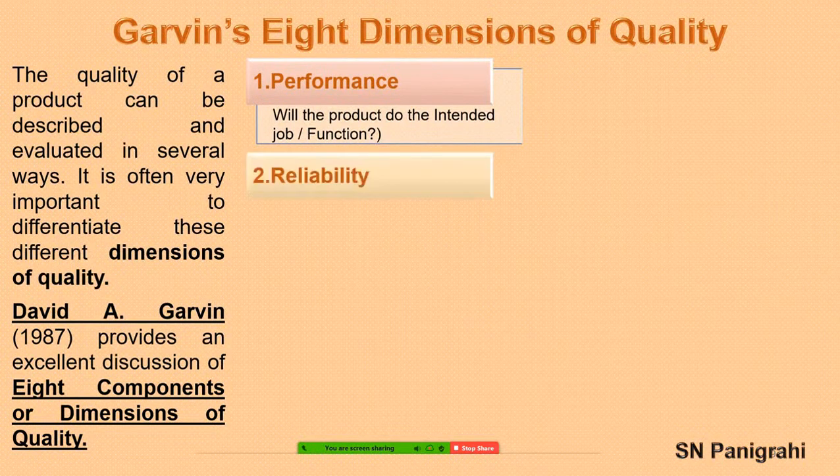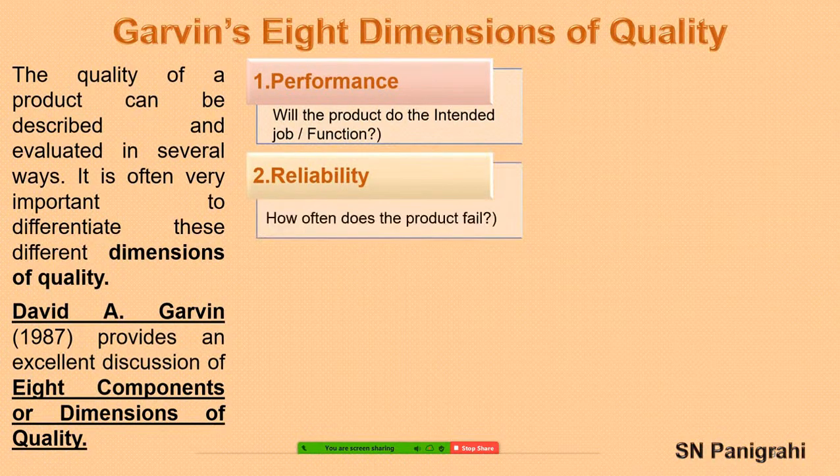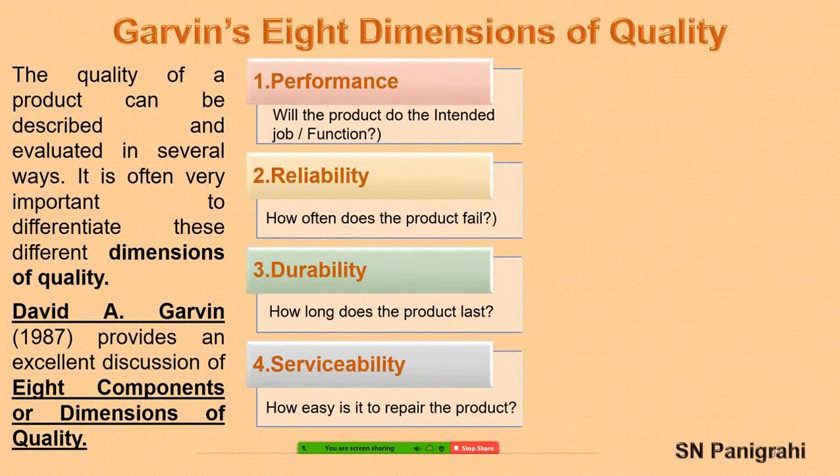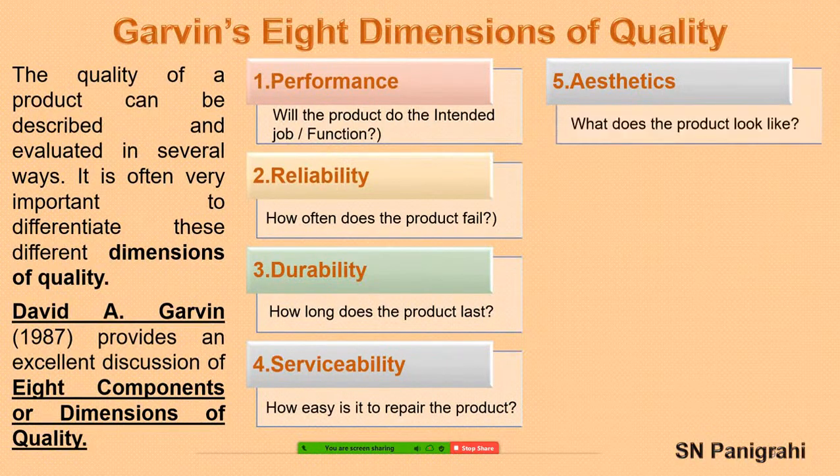The other one is reliability. Reliability is how far the product is sustaining, or how far it is failing. Then durability, how long it lasts. And serviceability, how available it is for repair or service of the product or service provision. And aesthetics, which is related to its outer look, its appearance, and its artistic fashion. All these things are called aesthetics.